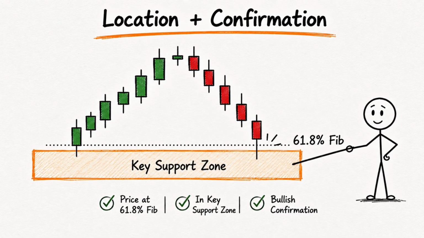The best setups happen when Fibonacci overlaps with something else, such as support, an order block, a trend line, or a structural level. So remember, Fibonacci gives you the location. Price action gives you the confirmation. And that distinction is going to come back again and again throughout this video.